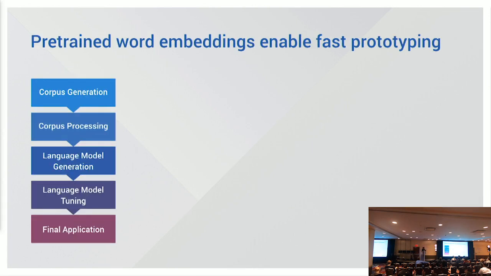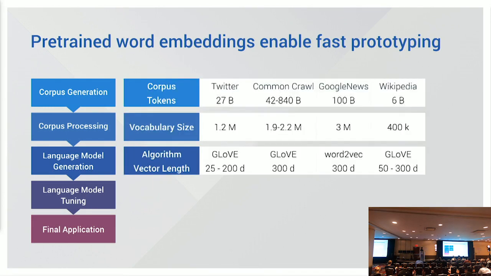So how do we go through this process? This is a process that used to take a long time to do. You take a corpus of text, and in our case we're going to be using job descriptions, and do a bunch of processing, which is probably the most important thing that I'm not going to talk about a lot today, but it's really critical in this process. You generate a language model, you tune it, and then you might put it through a final application.